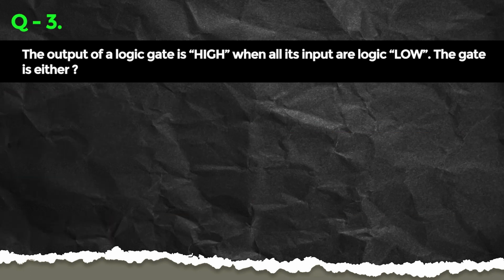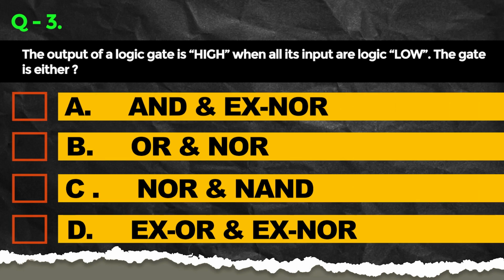The next question, the output of a logic gate is high when all its inputs are logic low. The gate is either NOR and exclusive NOR; the second option is OR and NOR; the third option is NOR and NAND; and the fourth option is exclusive OR and exclusive NOR. The right answer is option C, that is NOR and NAND gate. In a NOR gate, when both the inputs are logic low, the output will be logic high. Similarly, in the NAND gate, when both the inputs are at logic low, the output will be high.